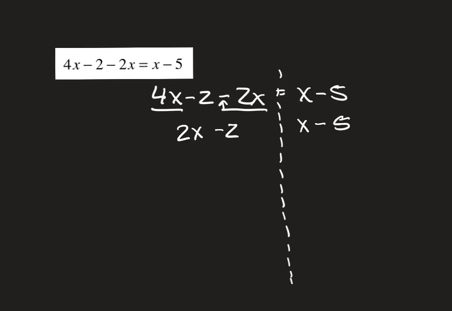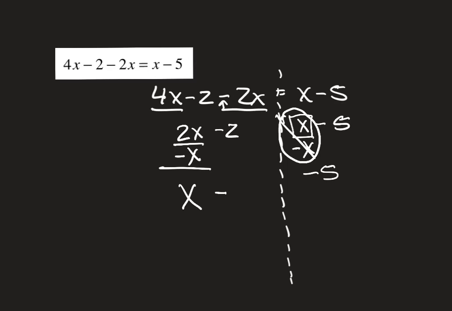Again, we have x's on both sides, so I want to get rid of one of the x's. I want to get rid of the smallest x, which is this one over here again. So we're going to do minus x on this side, minus x on this side. That becomes a 0 here, 0, and we're left with negative 5. Over here, 2x minus x is just x, and we've got a negative 2.